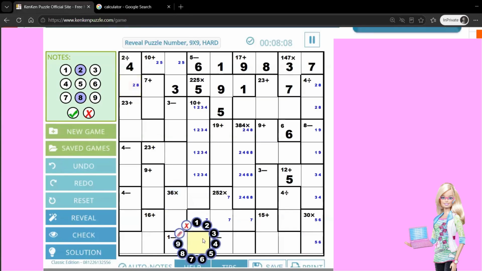8 can't go in there. So 8 has to go in there. That could either be a 7 or a 9. And 7 can't go in 36 either, so that has to be a 7. 1, 2, 3, 4, 5, 6, 7, 8, 9. So that makes that definitely 1 and 4 because it can't be 2, 2.